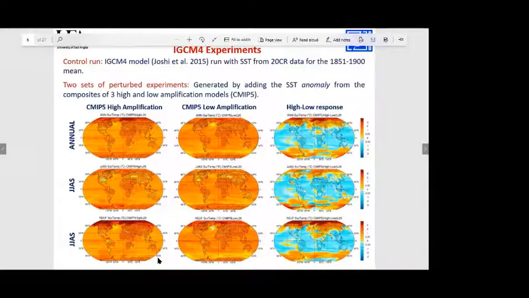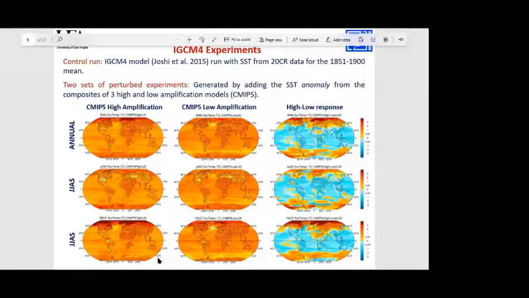There's a question from Matt Collins referring to these IGCM4 runs. Did you also change the sea ice extent? No, we didn't do anything with sea ice, but from the CMIP5 and CMIP6 models, we have used the skin temperature instead of SST, so that in the open ocean it will take it as SST, but in the sea ice region it is using the skin temperatures. So we didn't change anything for the sea ice model in the IGCM4.